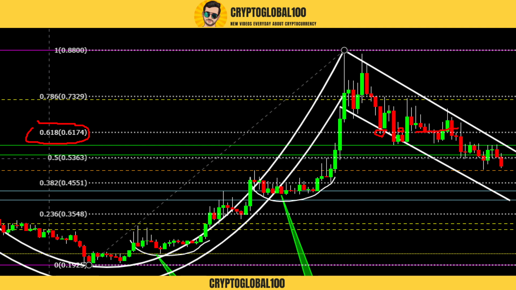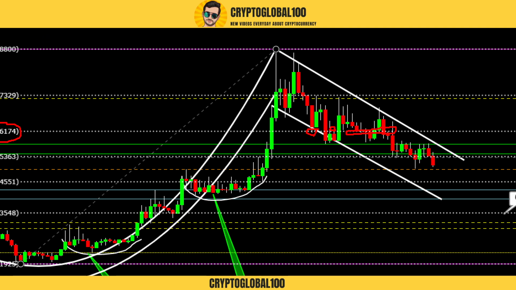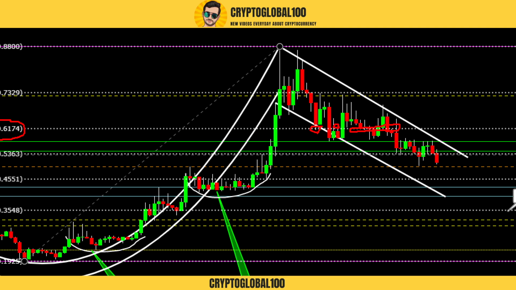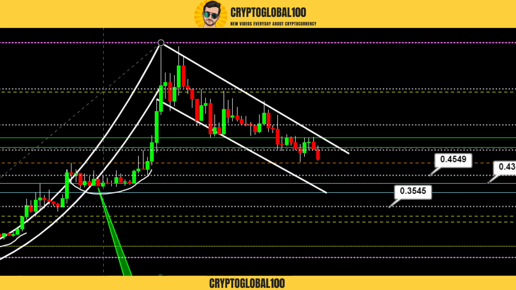Then here you see a lot of rejections. So the Fibonacci levels are very important. When one level is broken, we see a retest on the second level. Okay, so again, I'm going to describe it to you in detail.